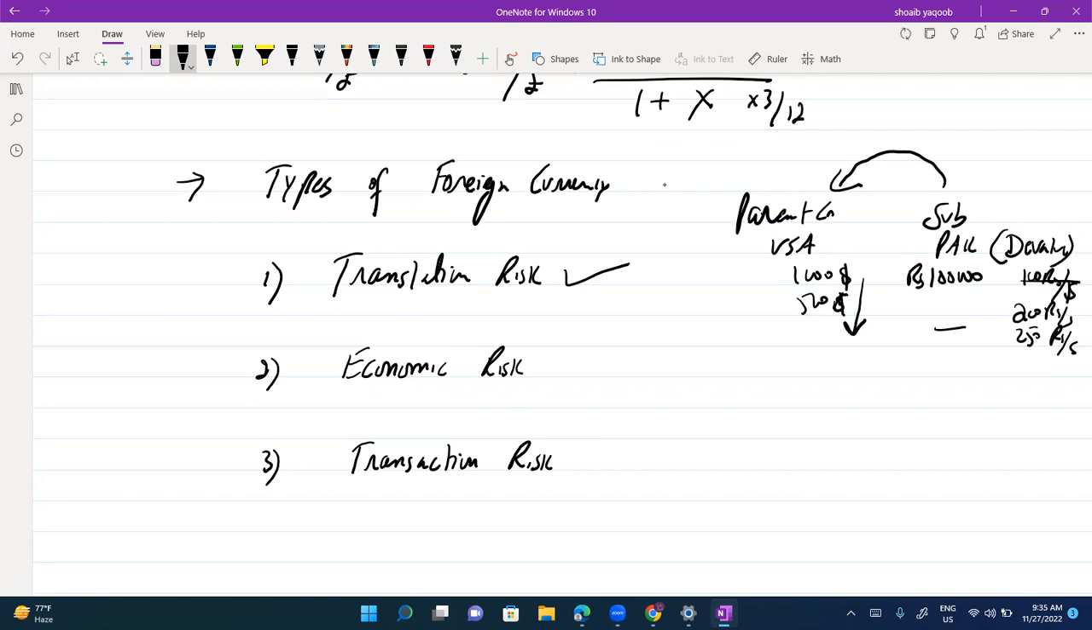Okay जी, what is economic risk? Economic risk is if your competitor currency starts devaluing, depreciating, so everybody will start buying from your competitors. Why? If the competitor currency is depreciating, competitor's product will become cheaper in the market. And everyone will start buying from the competitors. If your own currency becomes appreciating, your products will become expensive in the market.